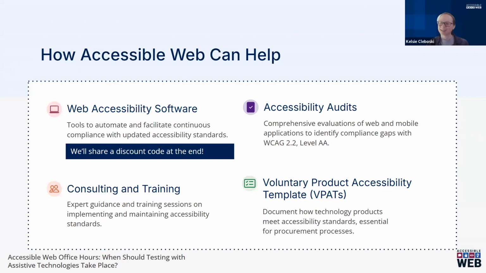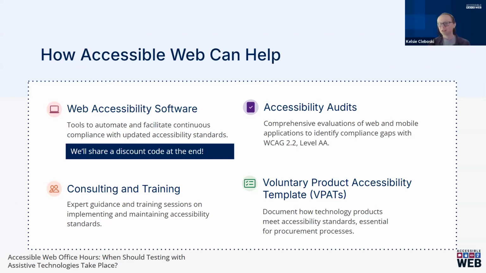We also have an academy course specifically about testing with assistive tech and assistive testing methodologies. So definitely if you want to learn more, that would be a great place to go to learn more information. We offer accessibility audits for getting a full comprehensive look of your site or product. And we also prepare voluntary product accessibility templates or VPATs based on those audits, those are essentially accessibility reports.